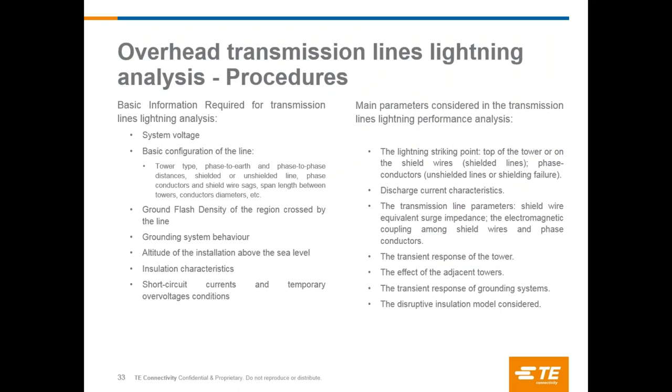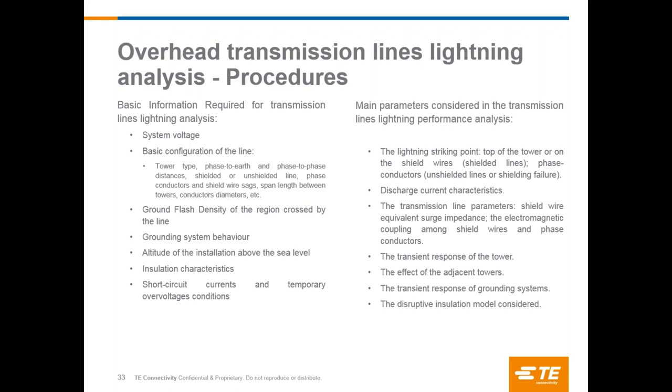Also, what are the main parameters considered in the transmission line lightning performance analysis? The lightning strike point: if the lightning strikes on the top of the tower, on the shield wires, or on the phase conductors for shielding failures. Discharge current characteristics: peak value, the steepness, charge involved, etc.